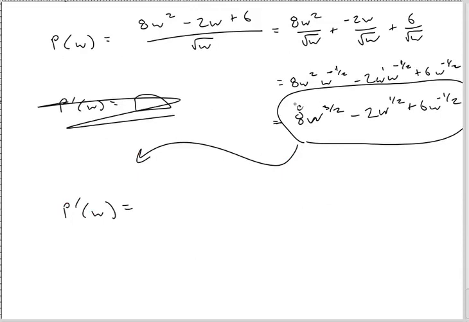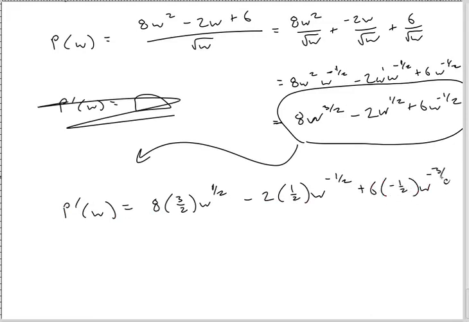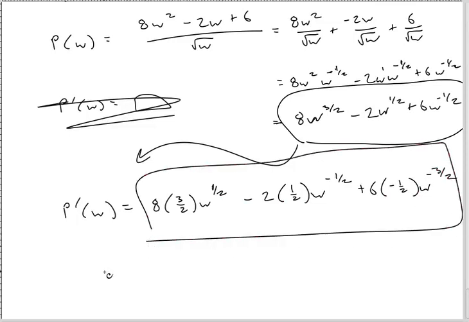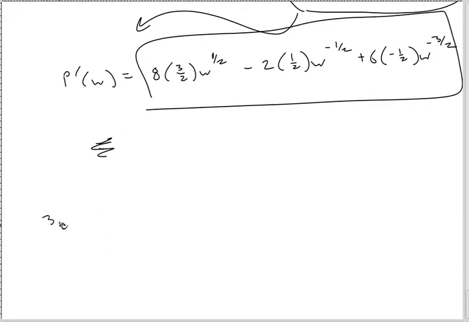And so I'm going to bring this down to the front. So 8 times 3/2 w, and then I'm minusing 1 from the power makes it actually just a positive half. The 2 gets a half in the front, and then now you minus 1 to make a negative half. And then the 6 now gets a negative half in the front, and it's going to be a negative 3/2. This is your answer. You can simplify it. I mean, obviously there's ways to make it look a little bit more pretty, but there's no real need. I'm going to leave it.